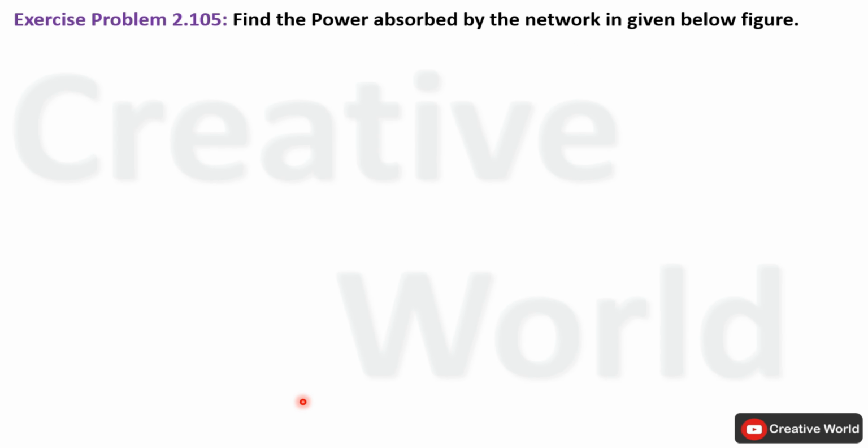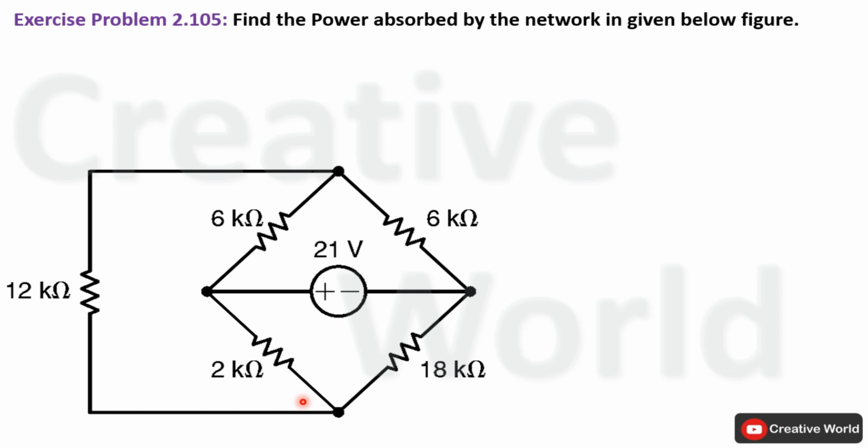Exercise problem number 2.105. Find the power absorbed by the network in the figure given below. This is the circuit diagram of the given problem. In this problem, we have to find the total power absorbed by this network. So without wasting time, let's proceed towards the solution.